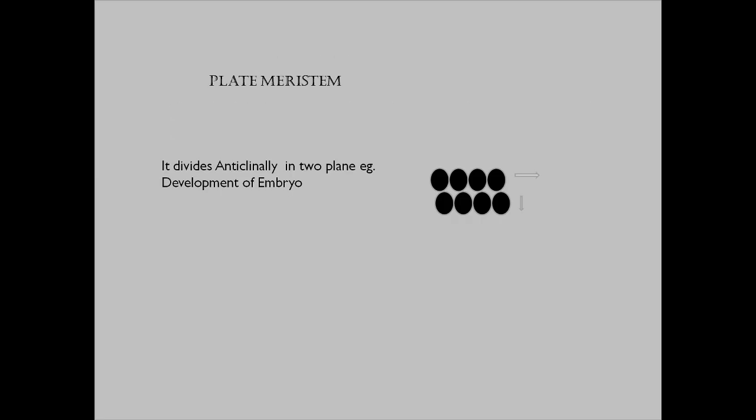The next is the plate meristem. It divides anticlinally in two planes. What is anticlinal? Anticlinal means the division which occurs perpendicular to the surface. It means the cells are divided in this direction or again in this direction. This type of division is known as the plate meristem. This plate meristem is formed in the embryonic stage, during the development stage of endosperm or embryo.